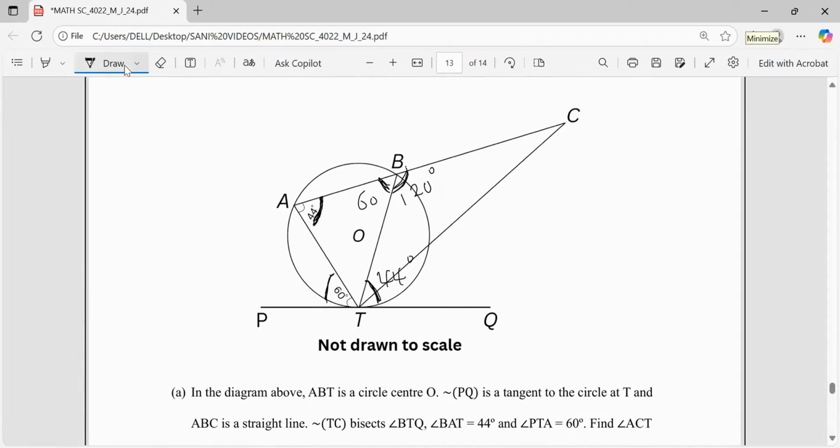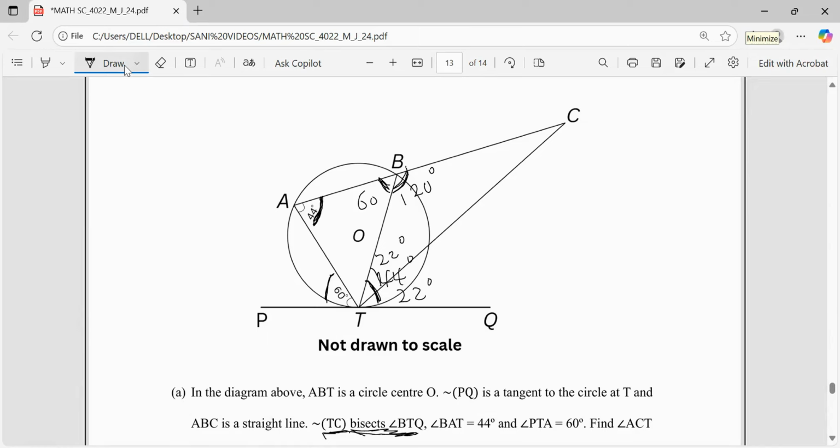There's an instruction in the question. Instruction says TC bisects BTQ. Bisect means it divides the angle into two equal parts. So which means here will be 22 degrees. This other part will also be 22 degrees. So which means BTC is 22 degrees.